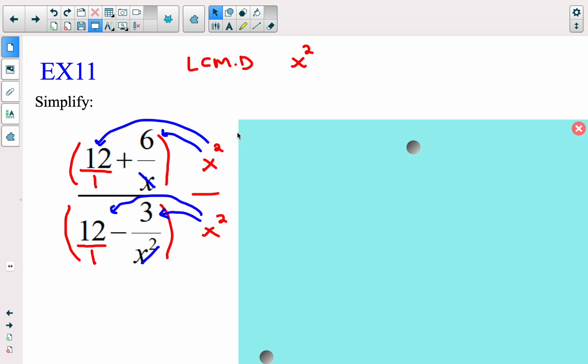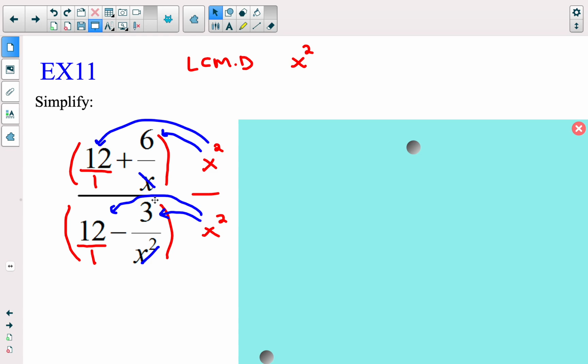Okay, so in this example, we are going to simplify this complex fraction. It's a little different than the last example. So what we're going to look for is the least common multiple of the four smaller denominators in this expression.